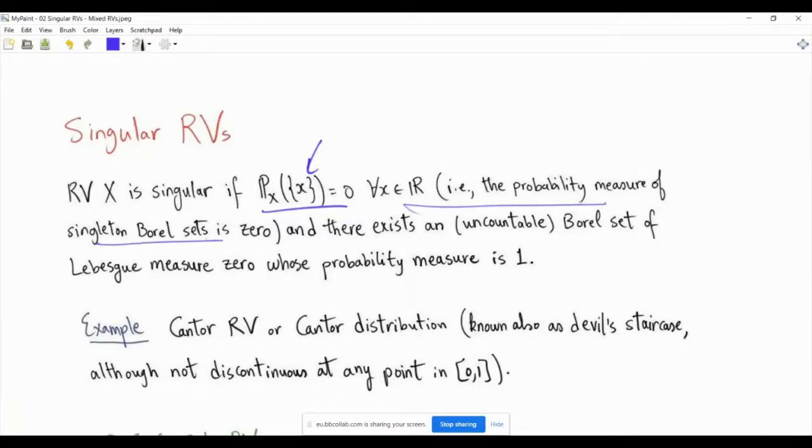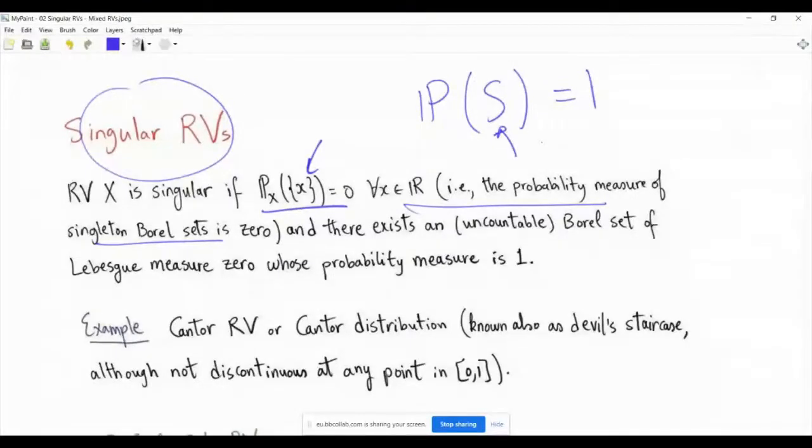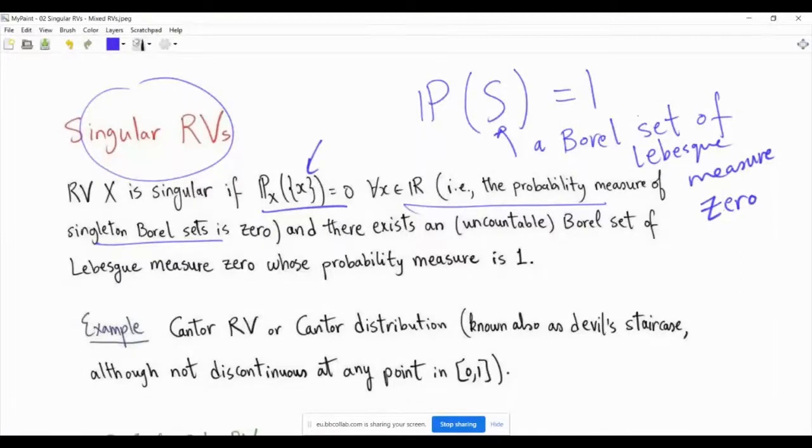Okay, so what is this? Absolutely continuous random variables have probability equal to 0 at all singleton subsets of R by definition. However, for singular random variables, the full probability measure is concentrated on some set. I will call it S. The probability of S is equal to 1, and this S is a Borel set of Lebesgue measure 0, and that is uncountable.